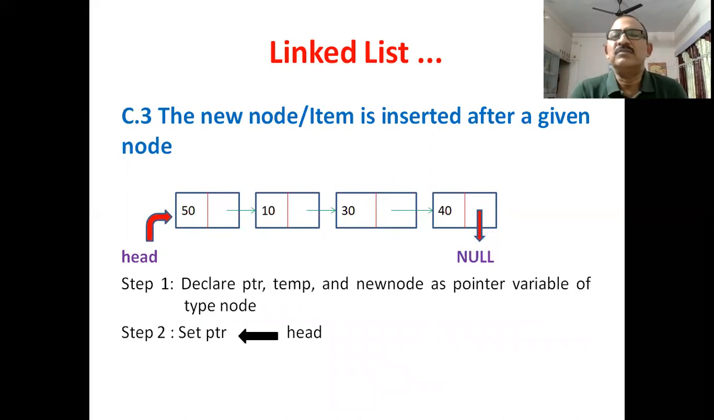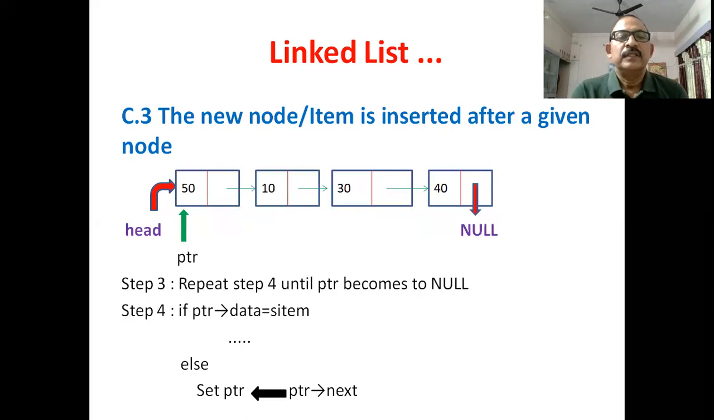For example, let us take the search item as 50. What will we do in this case? Our search item is not the first node, it is in the middle of the linked list. Okay. So step 1, declare PTR, temp, and new node as pointer variables of type node. Next step, we set PTR is equal to head. Okay, means PTR is now pointing to the 15.